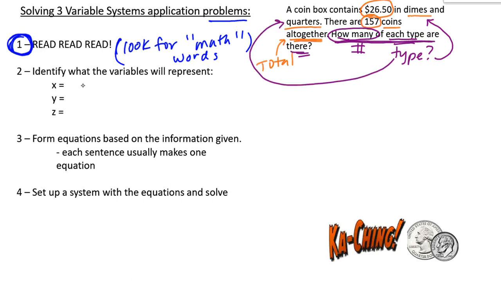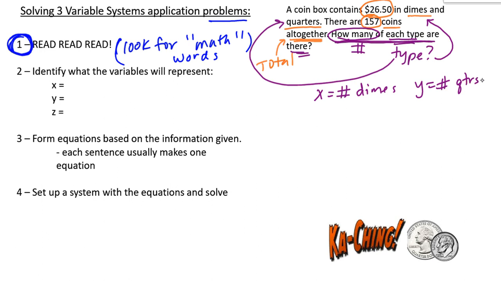Then you want to start with identifying what each variable represents. And this last sentence is usually how you do that. So I'm going to start with x. X is going to be the number of, doesn't matter, you get to pick, let's say dimes. And I'm going to let y equal the number of quarters.